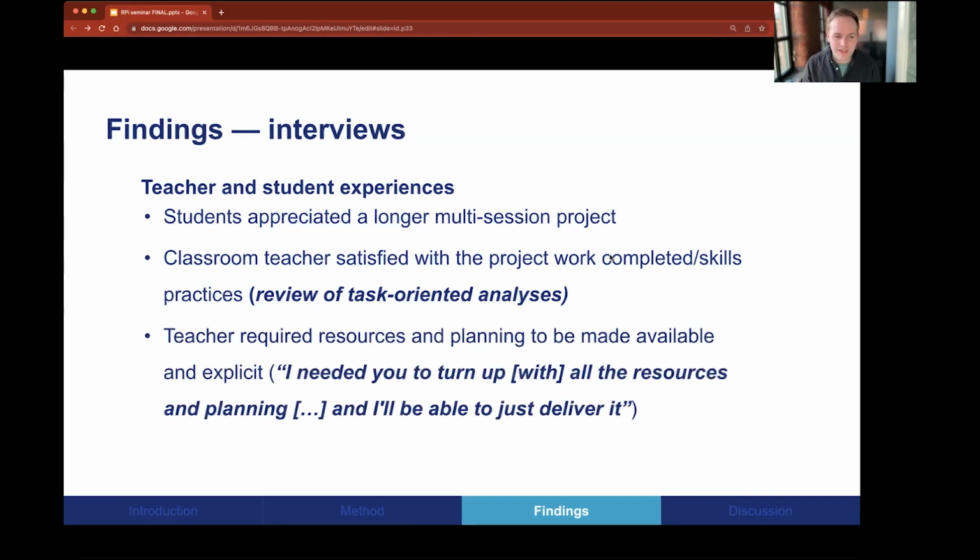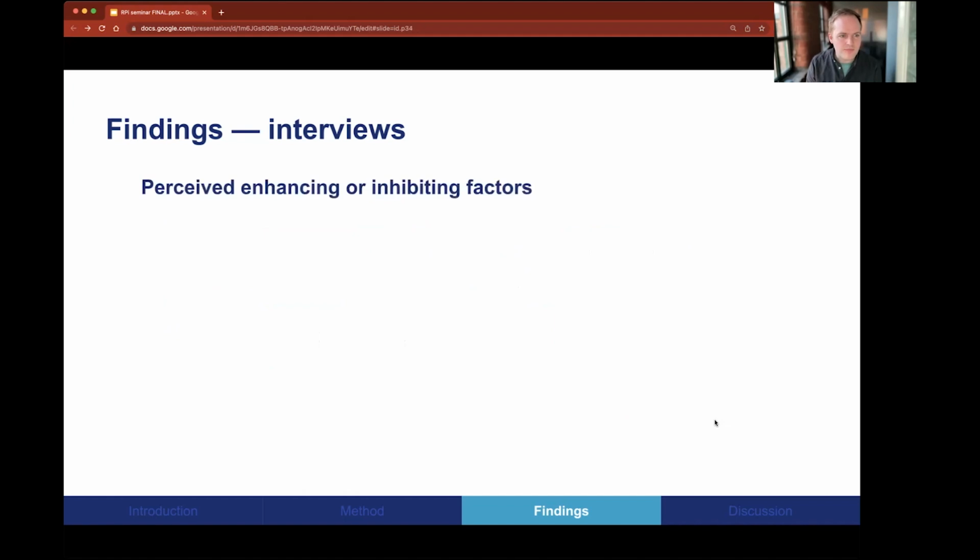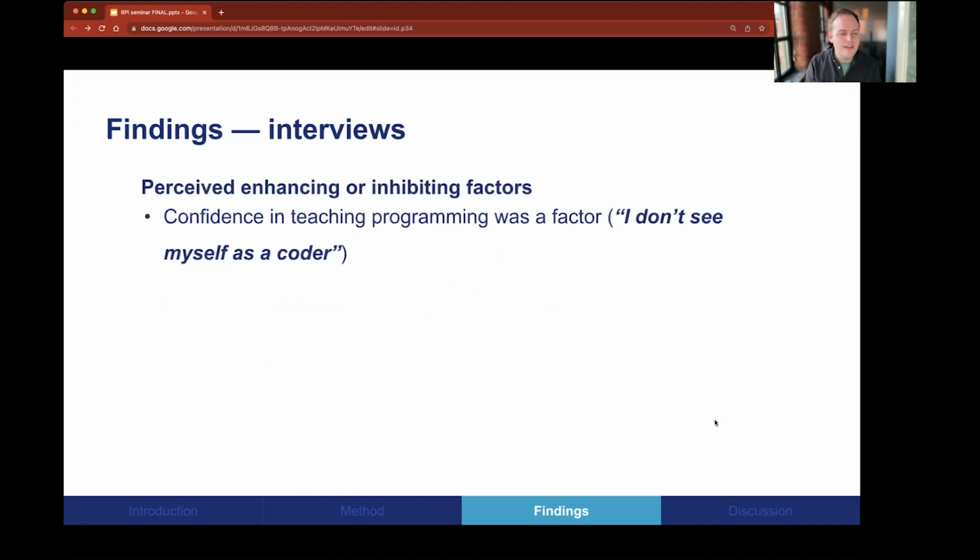And so because being quite time poor and just generally very, very busy, right? It's a busy life. He said that in terms of the resources and planning, that it needed to be made available. So it was co-adapted, but really it was co-adapted by me. And he wanted to just pick it up and do it because there wasn't much time for anything else, particularly with 28 students, which meant it was quite challenging.